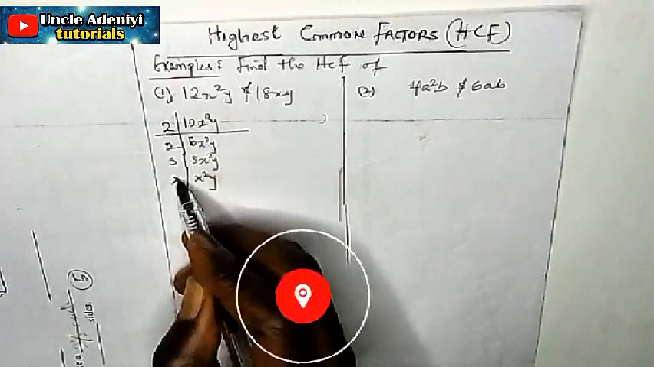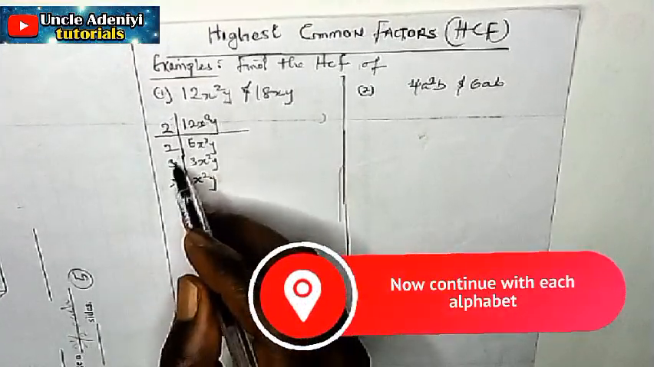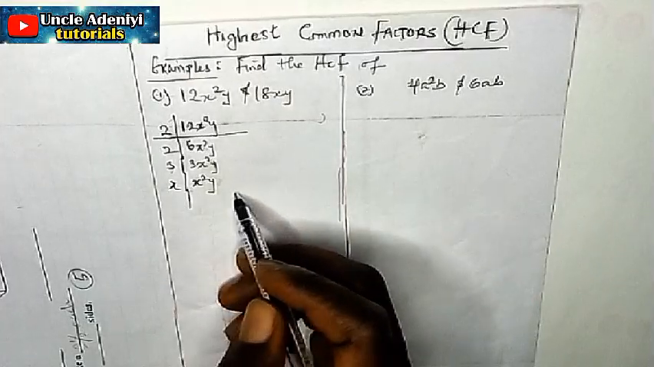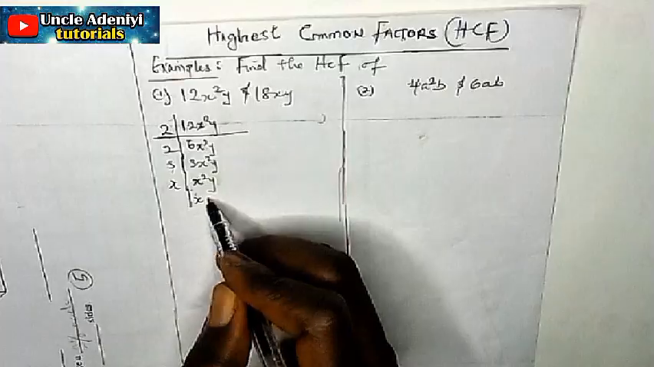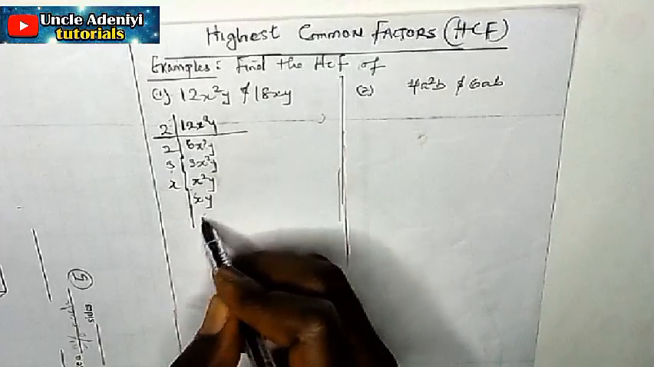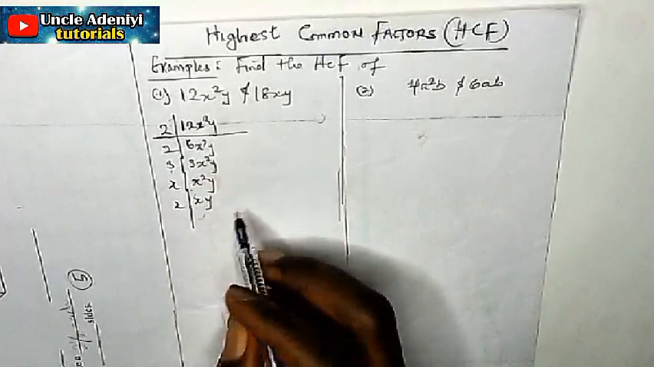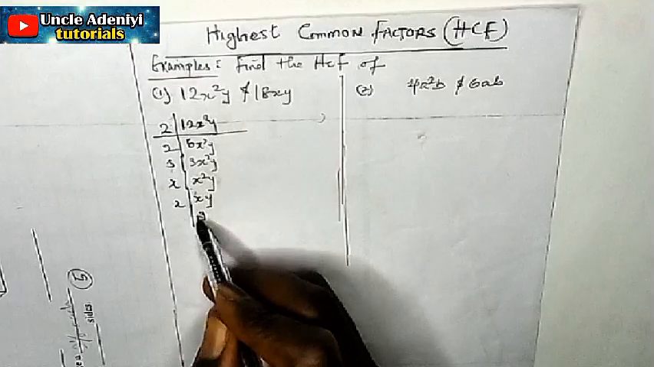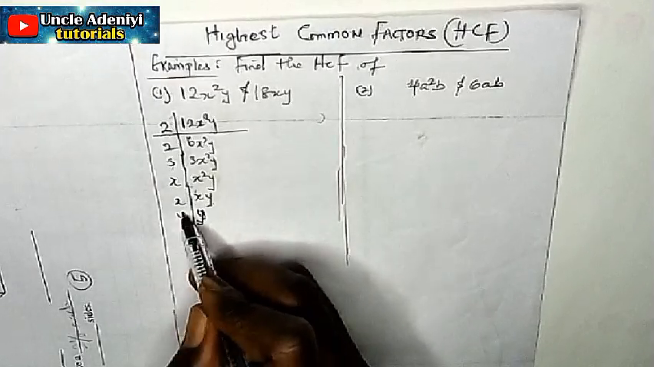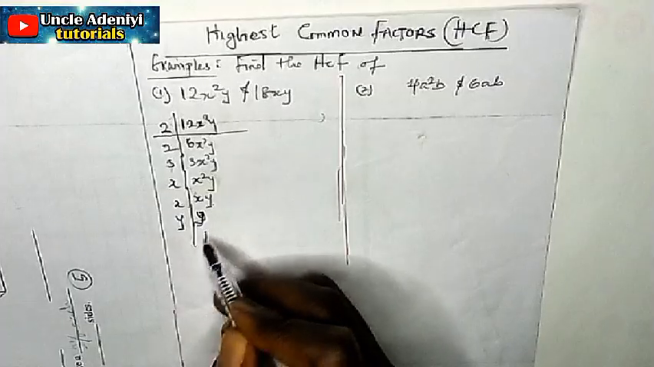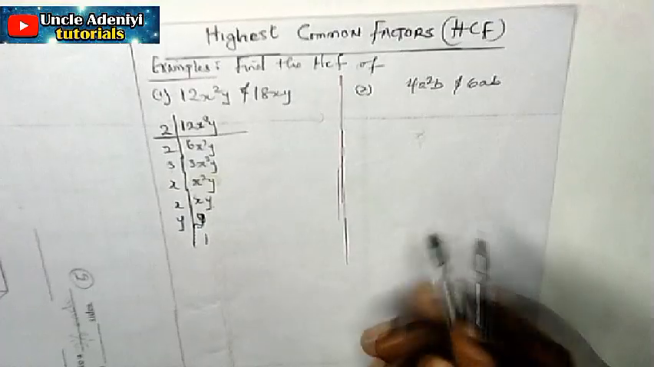x can go, right? When you are done with the numbers, you continue with the alphabets. x can go. x in x squared will still remain 1x and y. So x can still go, which will give you what? y, right? Because x will cancel x. So y can go, and y will cancel y.